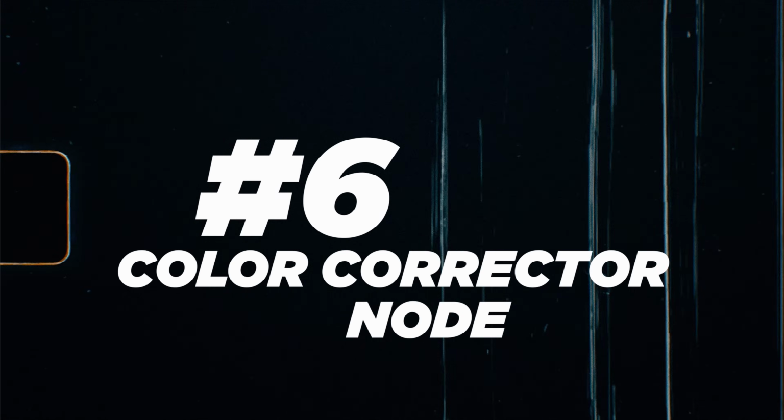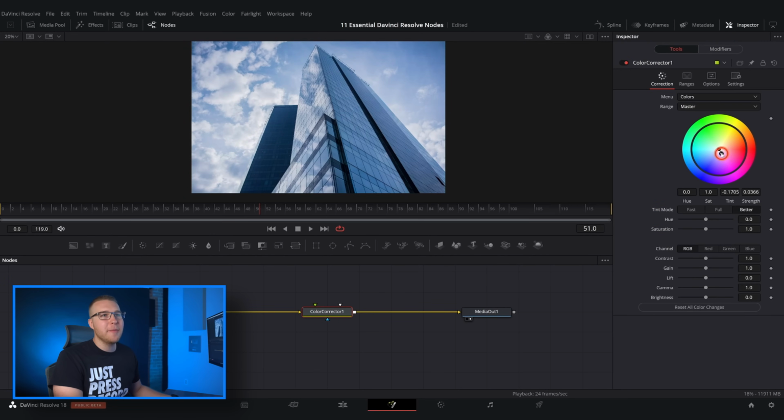So the transform node is a need-to-know node and probably going to be one of your most used nodes out there. Now moving on to number 6, we have the color corrector node. Essentially, it allows you to change and manipulate the different colors of your image just like this.